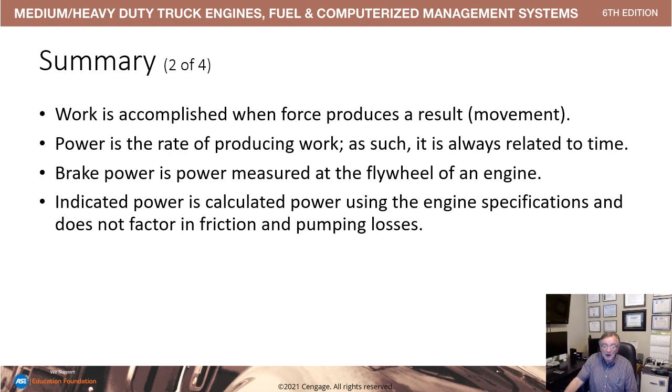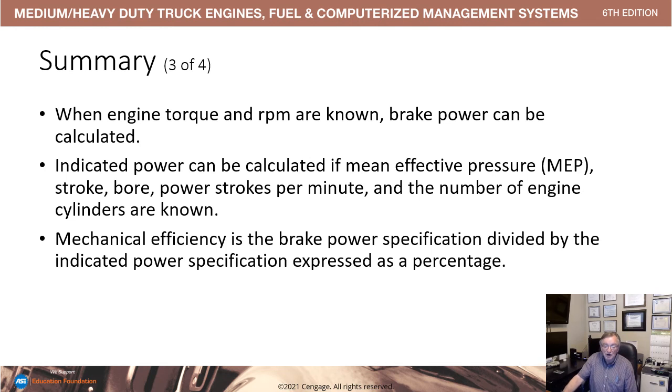Brake horsepower is power measured at the flywheel of the engine. Indicated power is calculated power using engine specifications and does not factor in friction and pumping losses, therefore it's less reliable. When engine torque and engine RPM are known, brake horsepower can be calculated. Indicated power can be calculated if mean effective pressure, MEP, stroke, bore, power strokes per minute, and number of engine cylinders are known. Mechanical efficiency is brake power specification divided by indicated power specification, expressed as a percentage.